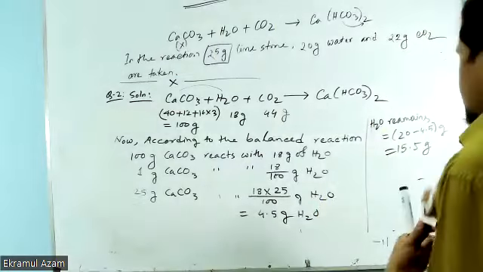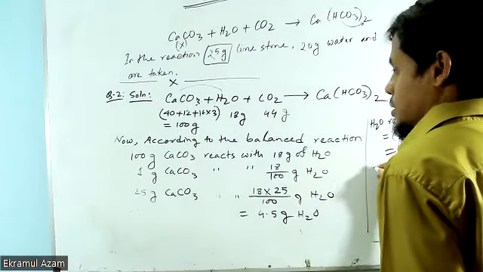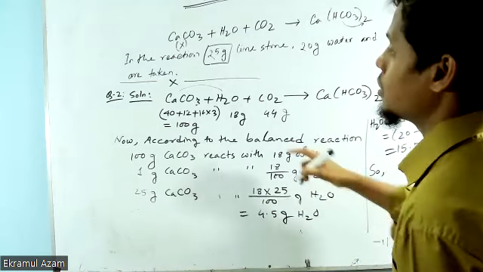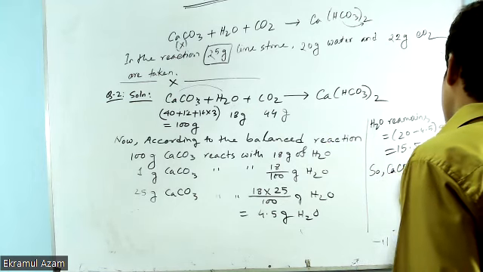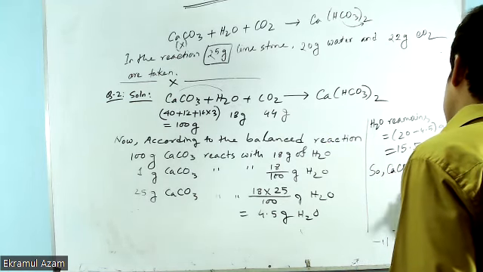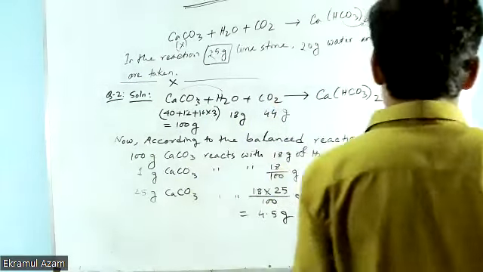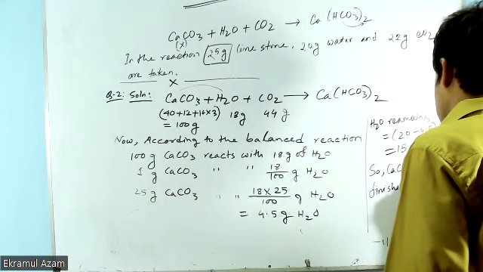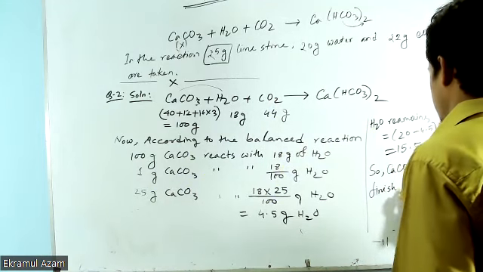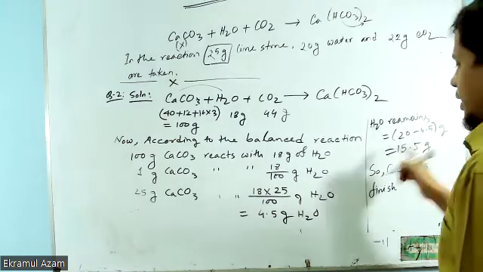15.5 gram. That means, so calcium carbonate will be finished first. Sir, what is this you are writing? H2O, then it remains, 20 minus 4.5 gram.